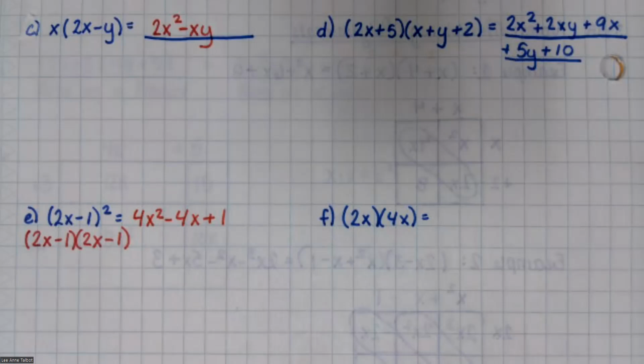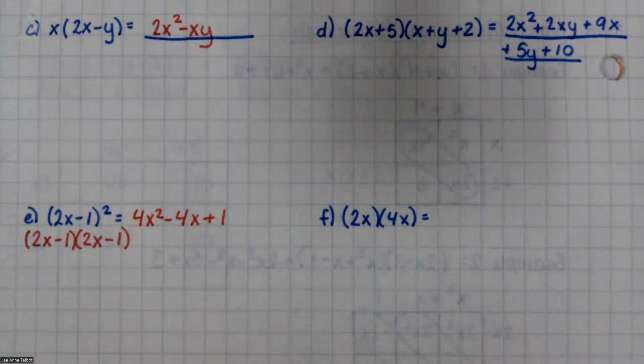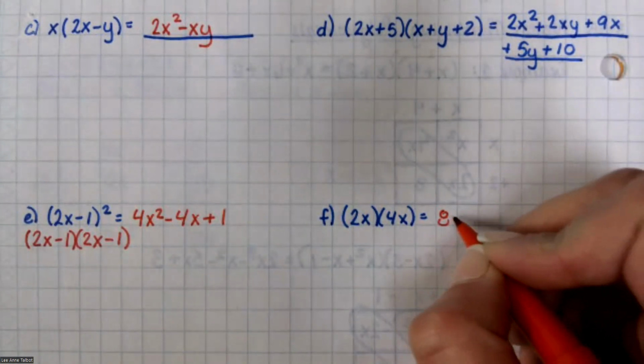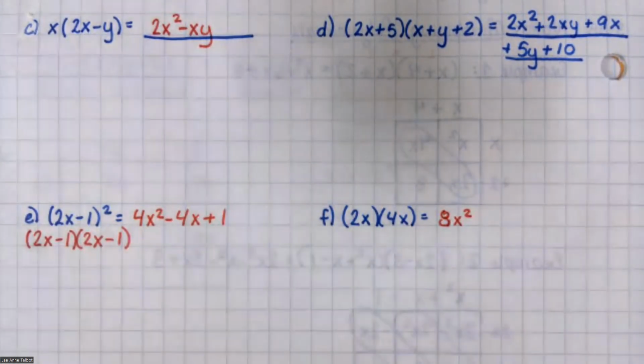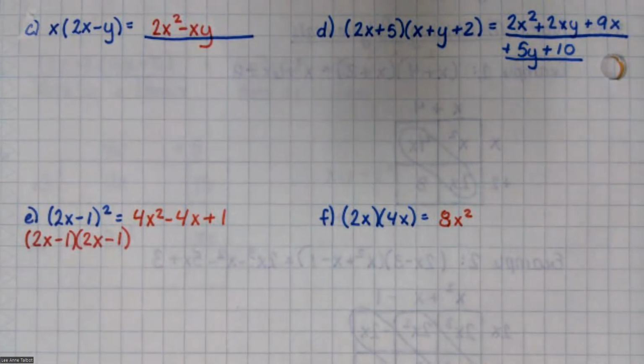That's a 1 by 1. You really don't even need to make a box, honestly. You can. But this one is 8x squared. Just make sure that you don't add them. Make sure that you times them.